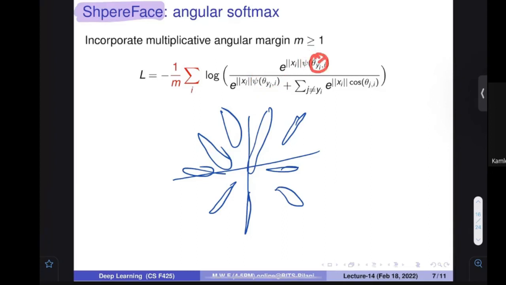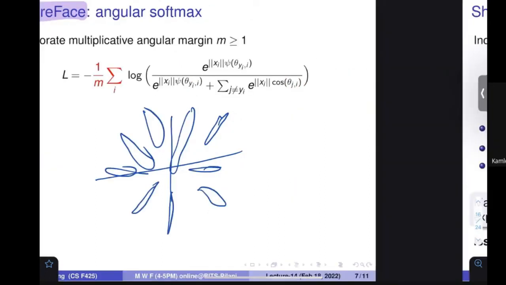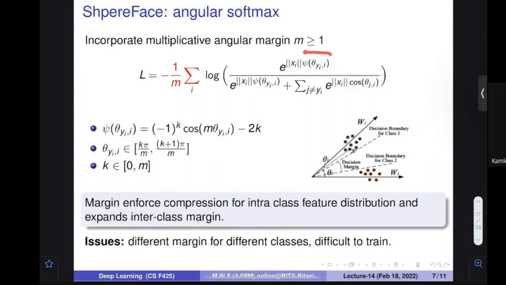On this angle, earlier I was telling cos theta, cos of this particular theta. Here also I was telling the cos theta. So into the function there is a cos theta. But for the right class, I'm going to put a function, and this function is very simple. It is going to be -1 to the power k cos of m theta multiplied by yi.